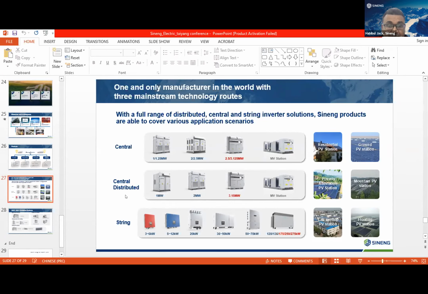available for them. In string inverter, we have products ranging from 3 kilowatt to 275 kilowatt, and 50 or 60 or 110 kilowatt inverter for commercial and industrial rooftop has been adopted by many clients. The red colored solution are for 1500 volts, and the blue colored solution are for 1000 volts.